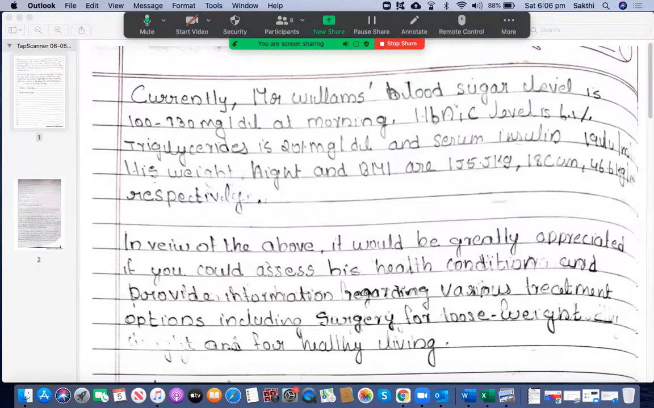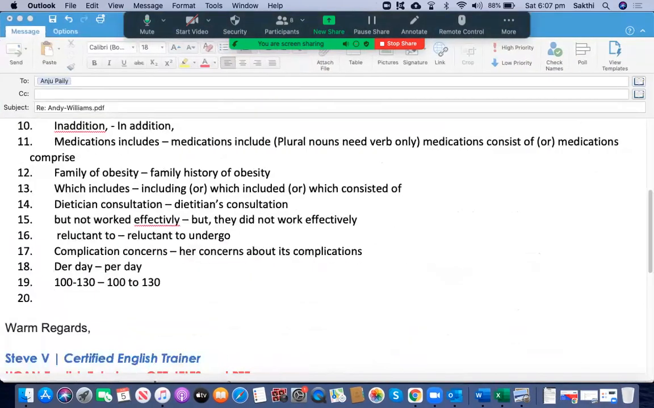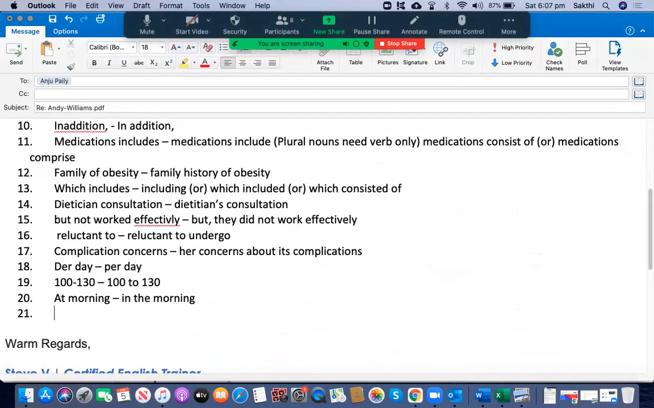At morning, no, it's actually in the morning. "At" goes with night only. In the afternoon, in the morning, at night. Okay.